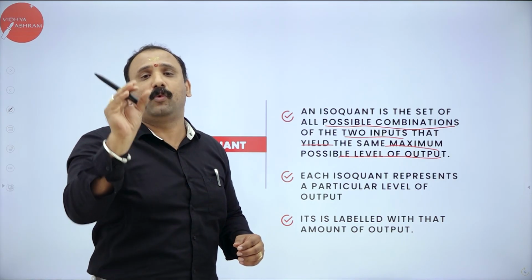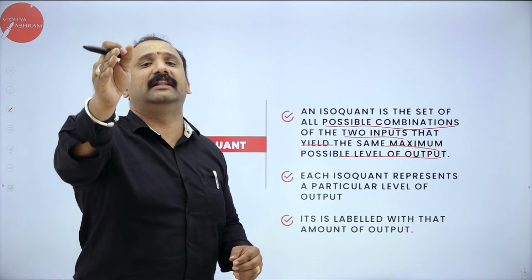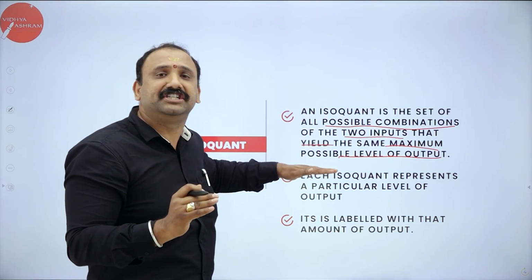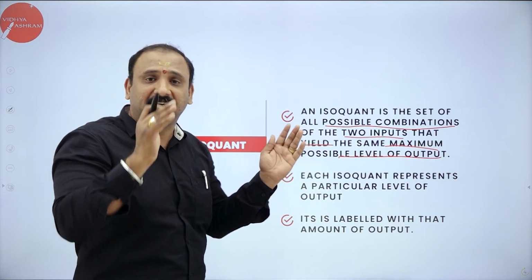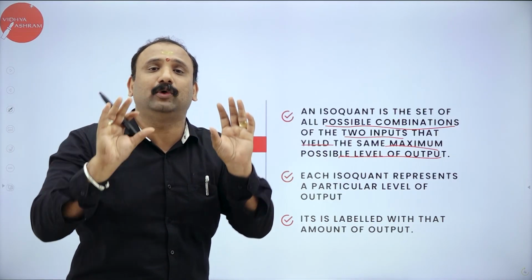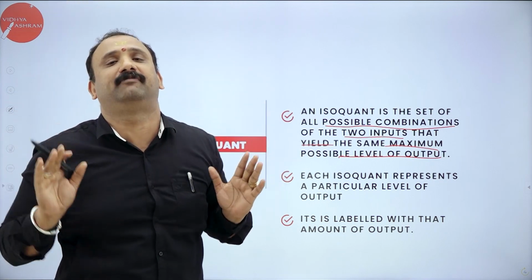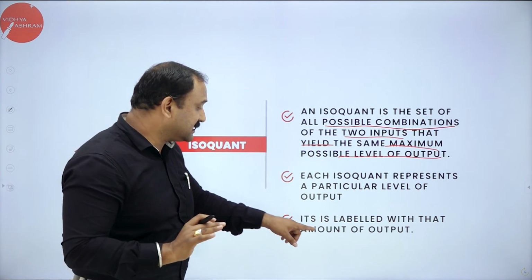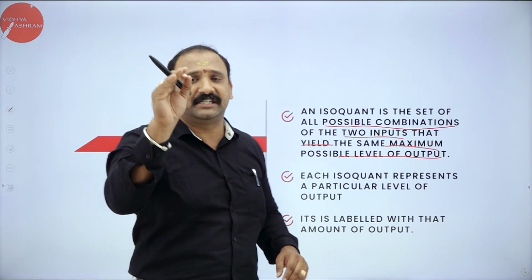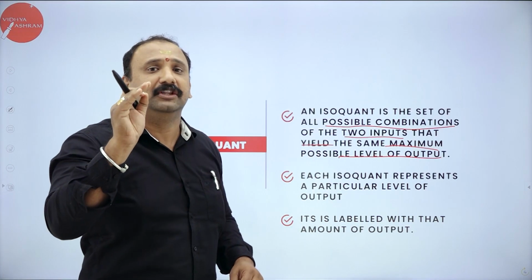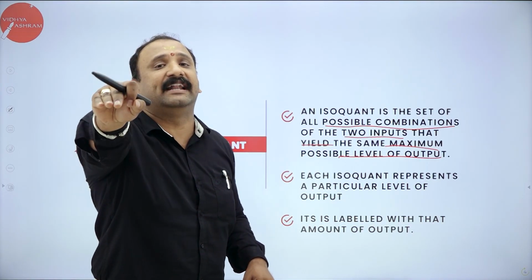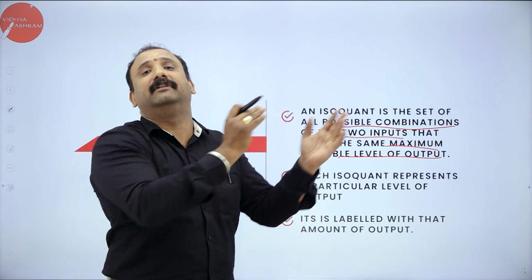So what ISOQUANT will try to tell us, will try to teach us is that every month when you are changing the input factors and trying to place a new combination, the output will try to reach the maximum level as far as possible. It is labeled with the amount of output. So this is where I always tell you in economics, the most important factor is the quantitative analysis. We will come to the qualitative later.